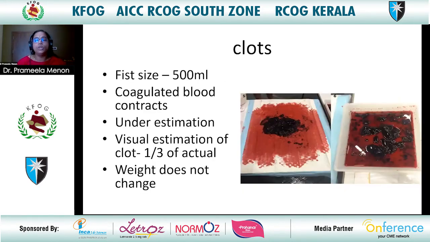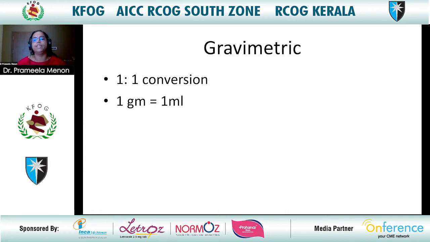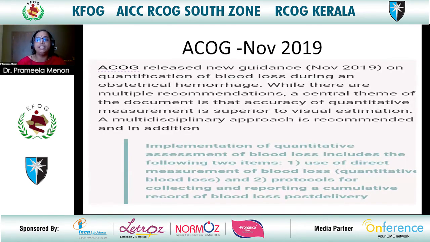And as far as clots are concerned, the problem is that as the blood coagulates, the clot will contract. So again, the size estimation is not proper. But however it contracts, the weight is not going to change. That's where the importance of the gravimetric method comes in. The gravimetric method acts by the principle of 1:1 conversion. You just have to remember this formula: 1 gram is equal to 1 ml. That's the only thing you have to remember. And ACOG in their statement has specifically said that it is superior to visual estimation.